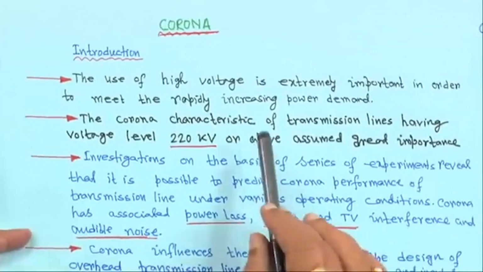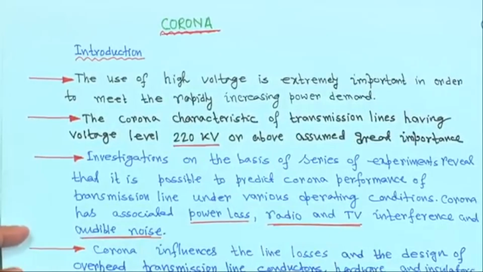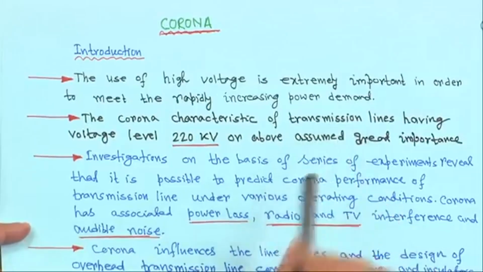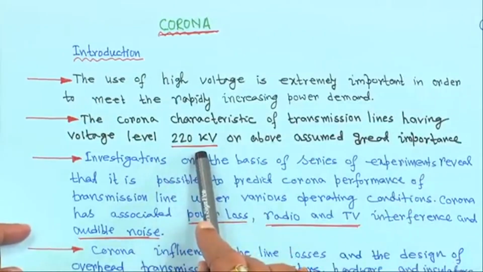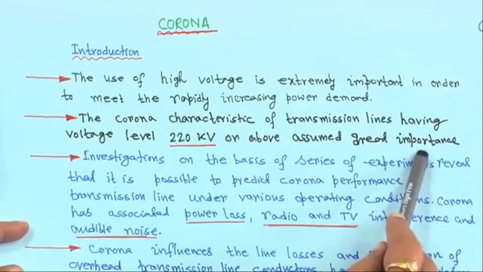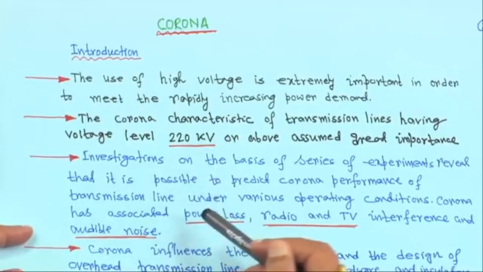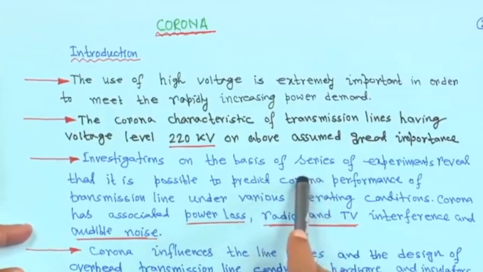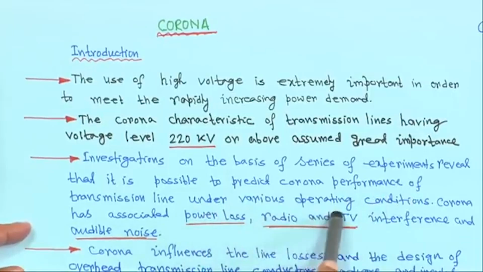So, corona. We will start from corona loss, generally you have some ideas, right. Basic introduction: the use of high voltage is extremely important in order to meet the rapidly increasing power demand. The corona characteristic, generally corona happens on lines having voltage level 220 kV or above, assumes great importance, particularly in the rainy season, or any other time also you can see corona happening on lines 220 kV or above. Investigation on the basis of a series of experiments reveals that it is possible to predict corona performance of transmission line under various operating conditions.